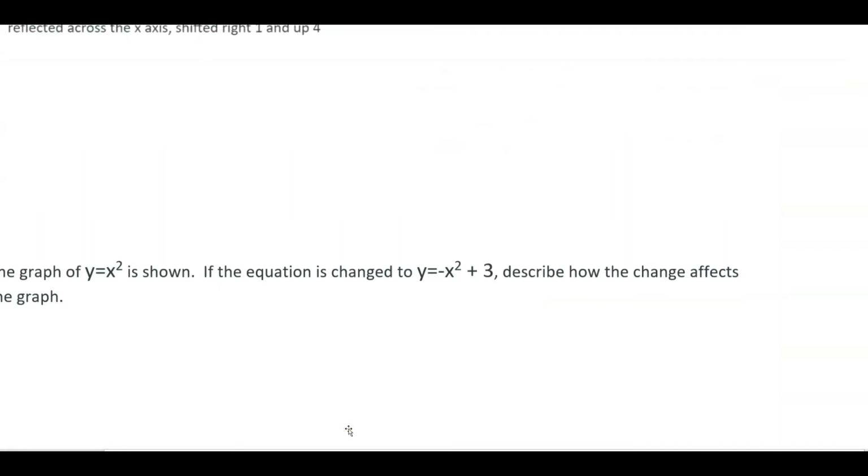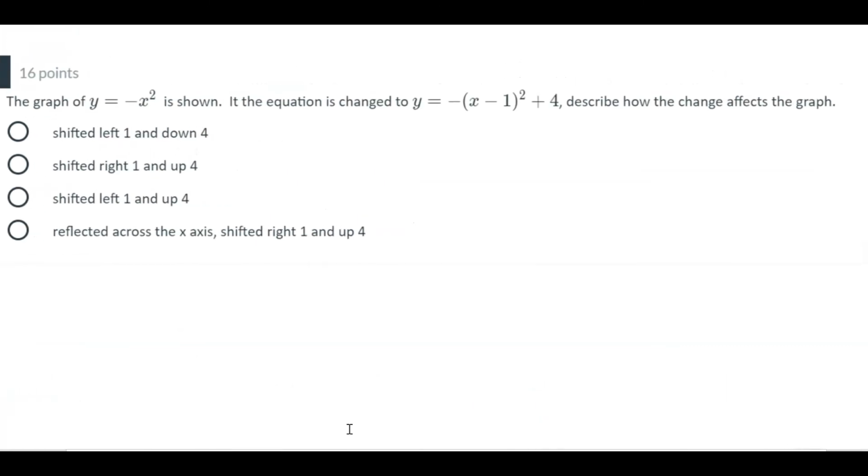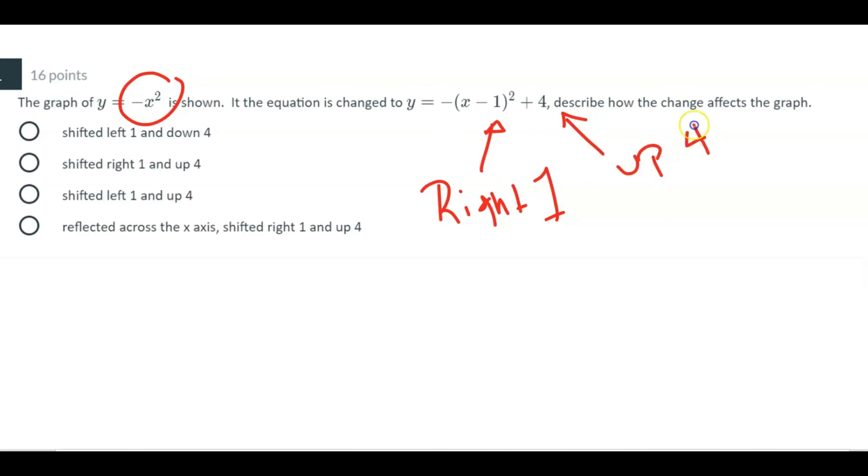If we go down, this is what the first question is on the assignment. They give you a graph and they say negative x squared is shown. The equation is changed by, and they show you what's happening right here. You just need to understand that that negative 1 is actually moving you to the right one, because it always does the opposite of what you would think. And this one does exactly what you think it would do. This is going to move you up 4.